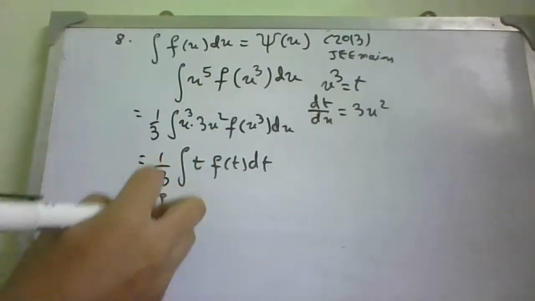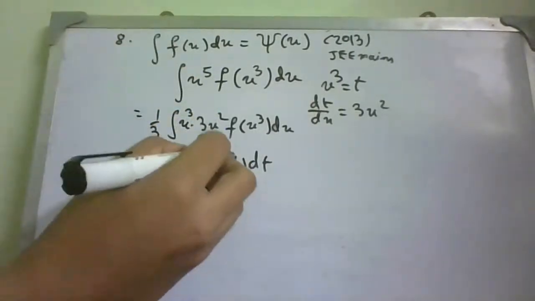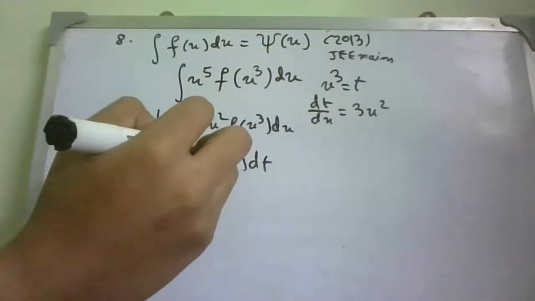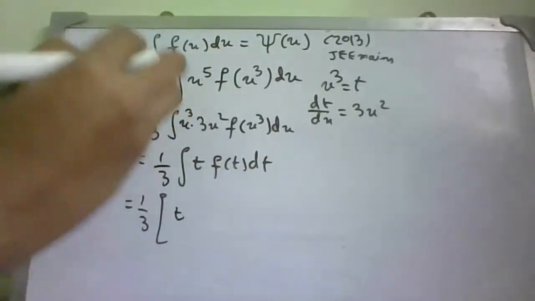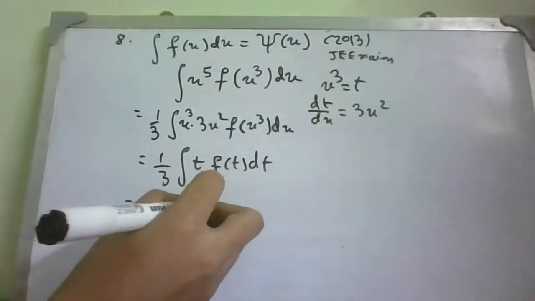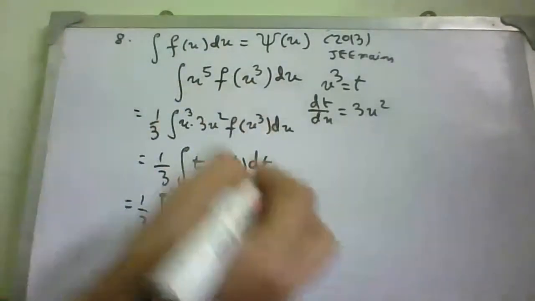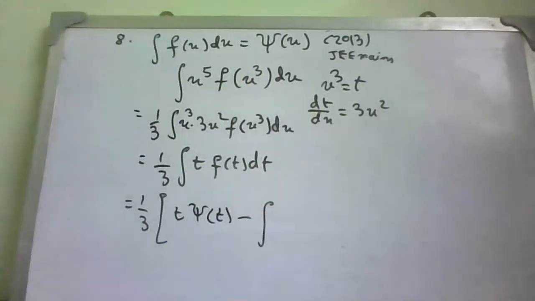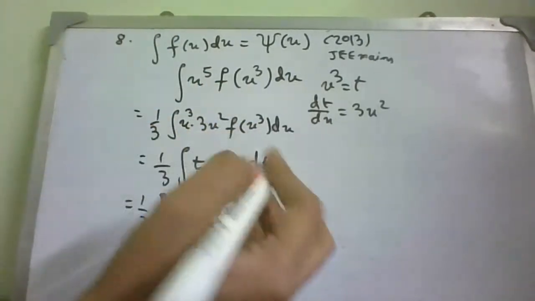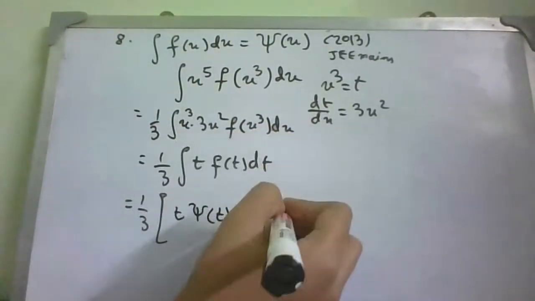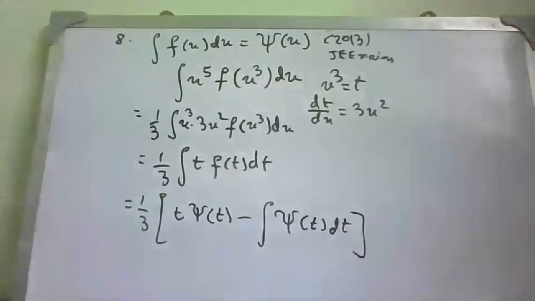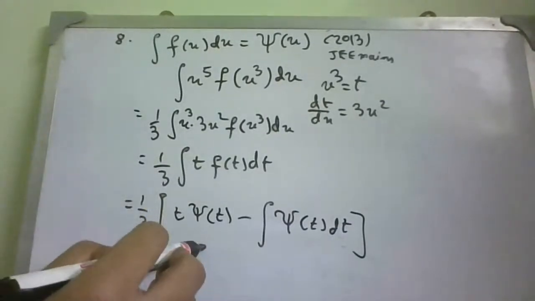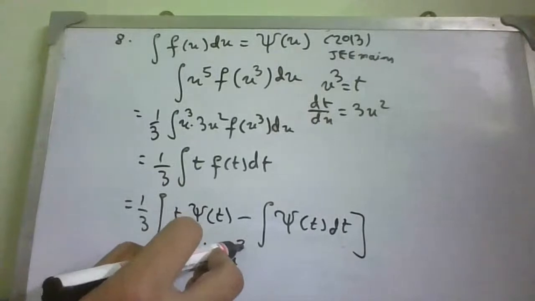1 by 3 remains common over here. We need the integral of this particular function, so this function is definitely the second function, and this function needs to be the first function. The integral of this function is psi of t, minus the integral of the differentiation of t, which is 1, times the integration of this thing, again psi of t dt, and we are done, because we have already got rid of f of x.